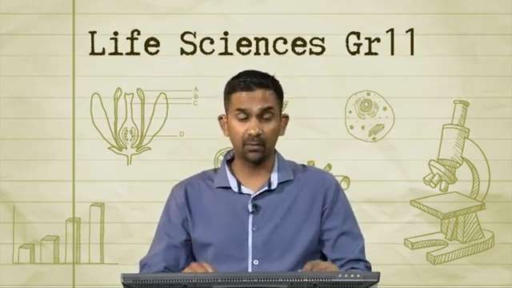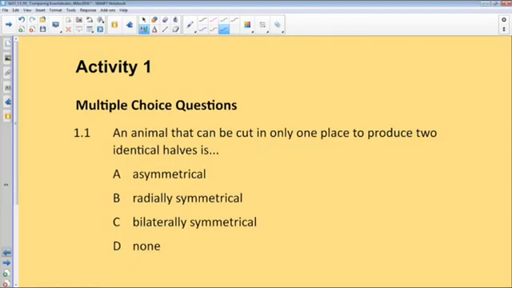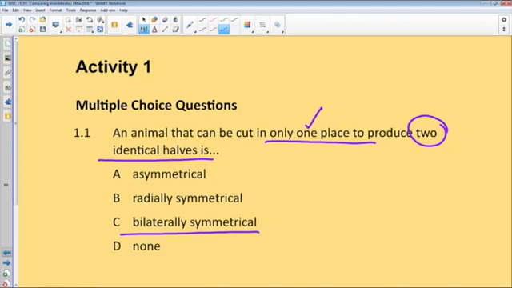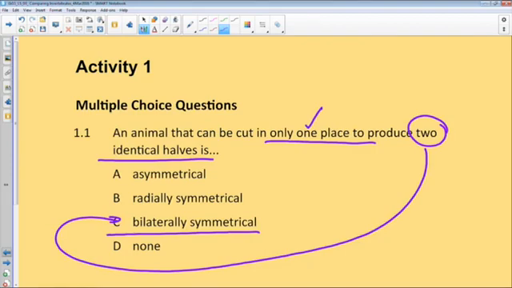So guys, let's look at these answers. I'm sure you had a good discussion with your colleagues. 1.1. An animal that can be cut in only one place to produce two identical halves. Remember the key words, two identical halves. For an organism to be cut in one place and produce two identical halves, we refer to that as being bilaterally symmetrical. The link to bilateral should be the word two, and hence we know that along that one single plane, it divides the organism into two identical halves. So well done to those of you that got it right. The others, guys, let's hope we can get the next one correct.